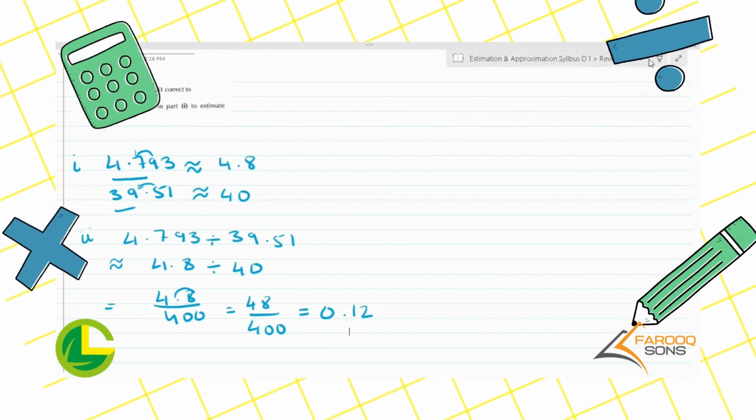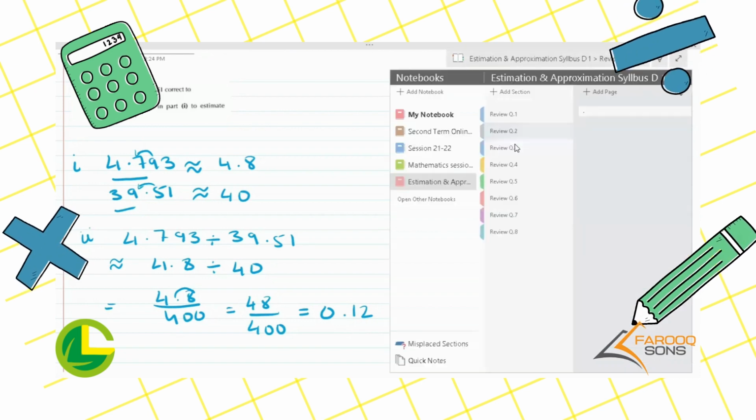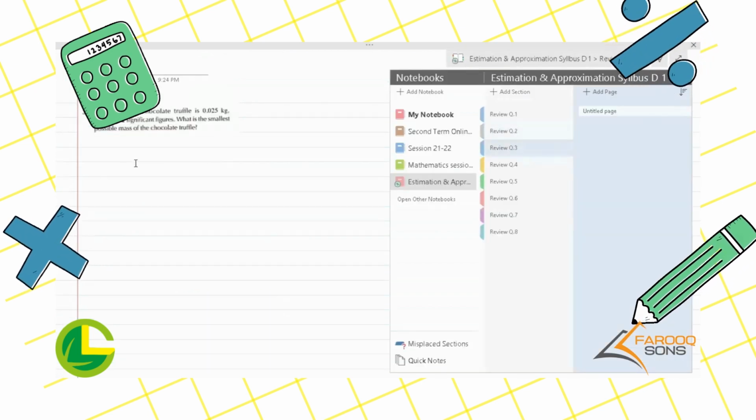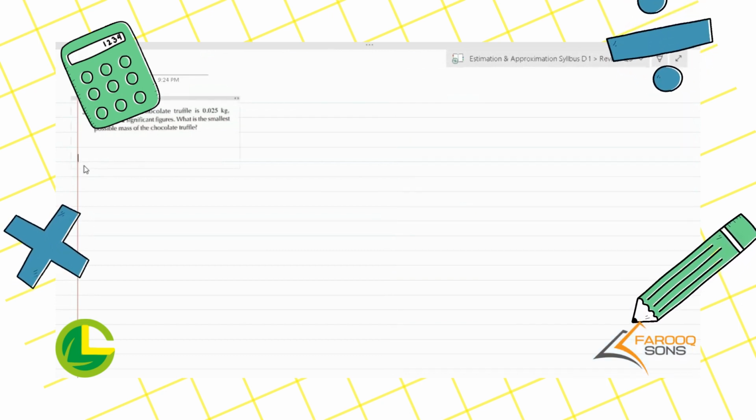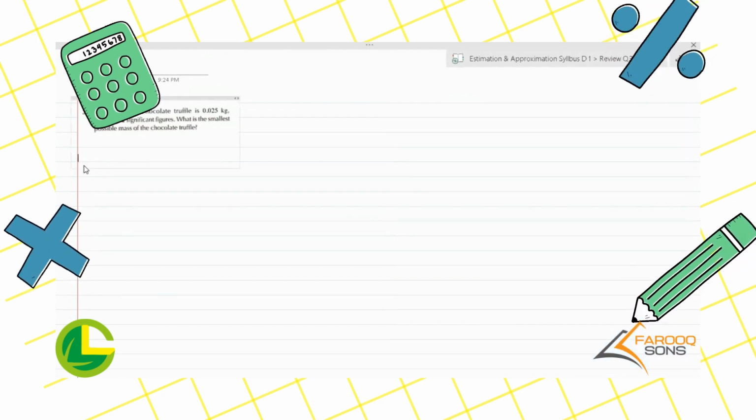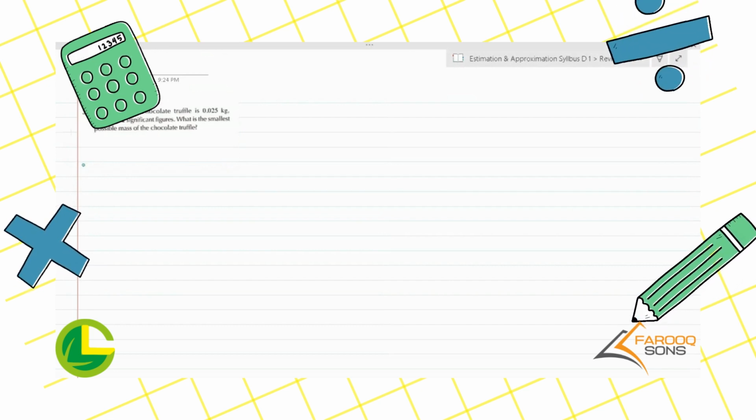Now we have question number 3. Okay. Review exercise question number 3. The mass of a chocolate truffle is 0.025 kgs, correct to two significant figures.